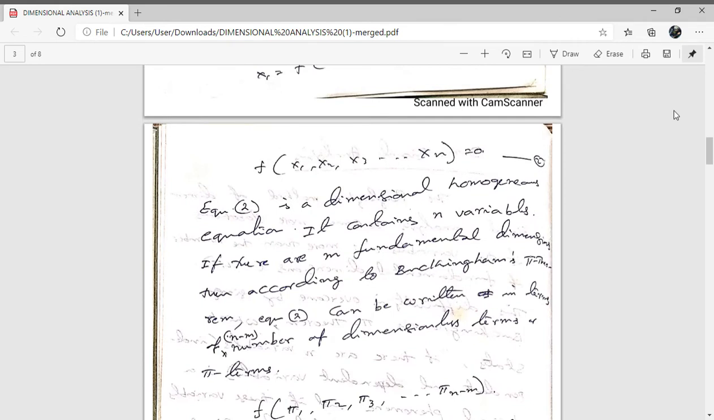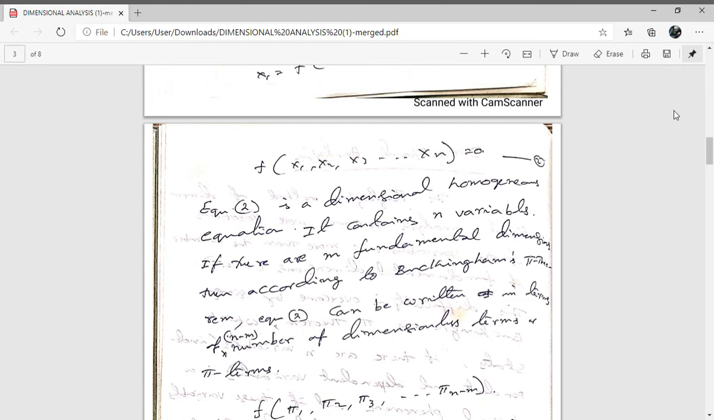Or this same function we can write as f of x1, x2, x3 up to xn equal to 0. Like this also we can write this equation. If you write the equation like this, it is called a dimensionally homogeneous equation.